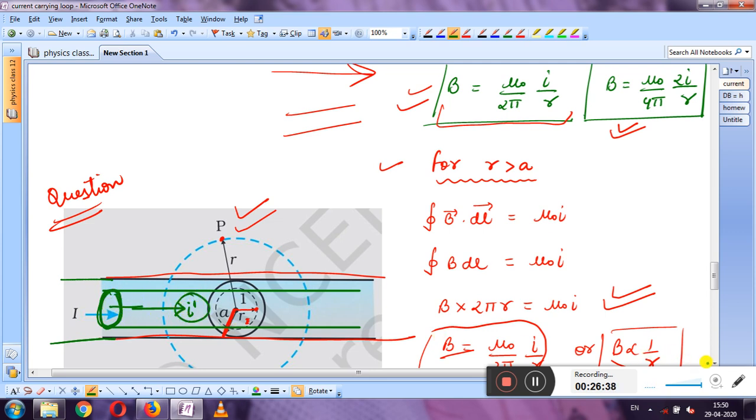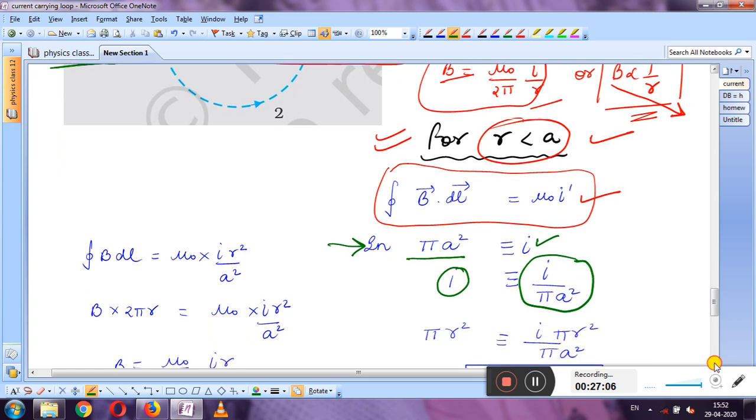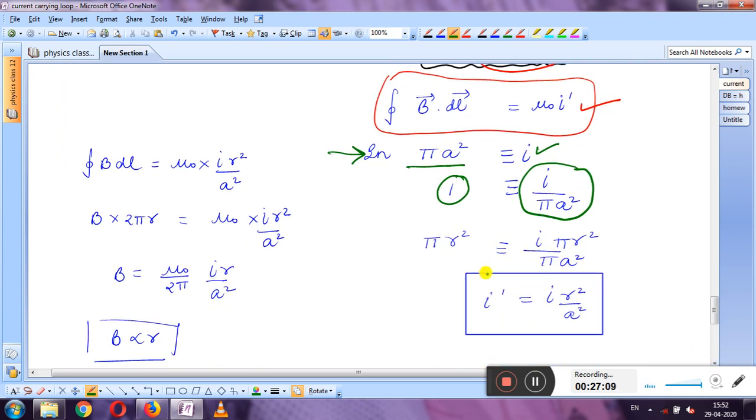Now let us see how we can find out this current. Look here. When the area of cross section was pi a square, meaning the whole area of cross section of the wire, then the current flowing was I. Then for unit area of cross section, what can we say? Current will be I upon pi a square. But we are not finding for unit, we are finding out for pi r square area of cross section, the smaller one, remember? So for this area of cross section, this will be the current flowing.